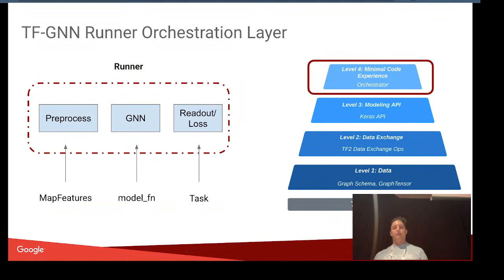From Jonathan's slide, if you can recall, the runner is just a term for an entry point into the TFGNN library that orchestrates training, validation, and testing using user-defined objects. This runner orchestrator does all the heavy lifting to be able to run your GNN pipeline in a variety of compute environments.